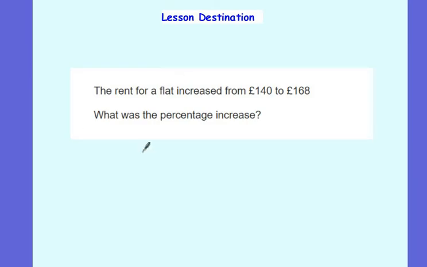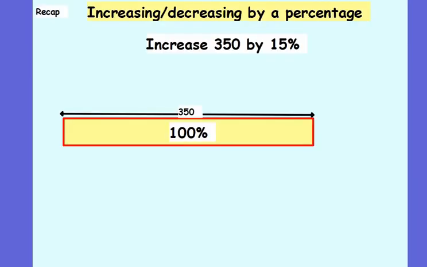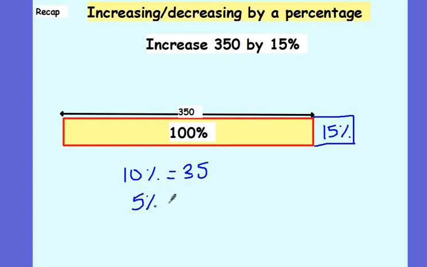Okay, Year 8, this is our destination for today's lesson. Quick recap. If I want to increase 350 by 15%, 350 is 100% of my original number. I want to tack on the end an extra 15%. But what's that 15% worth to me? Well, 10% of 350 is just dividing 350 by 10, which would give me 35. If 10% of 350 is 35, 5% is just going to be half of that, which is going to be 17.5.